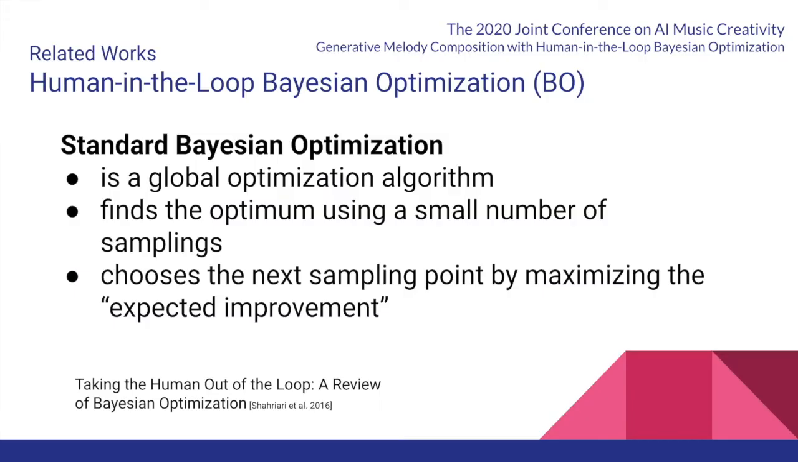So Bayesian optimization is a black box global optimization technique. It finds the optimum using a smaller number of samplings. It chooses the next sampling point by maximizing the expected improvement. I won't spend too much time on introducing the standard Bayesian optimization. Please refer to Shahriari's paper if you are interested.